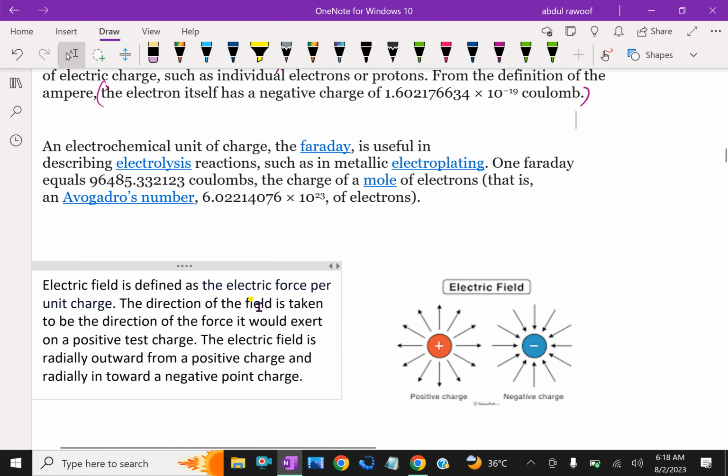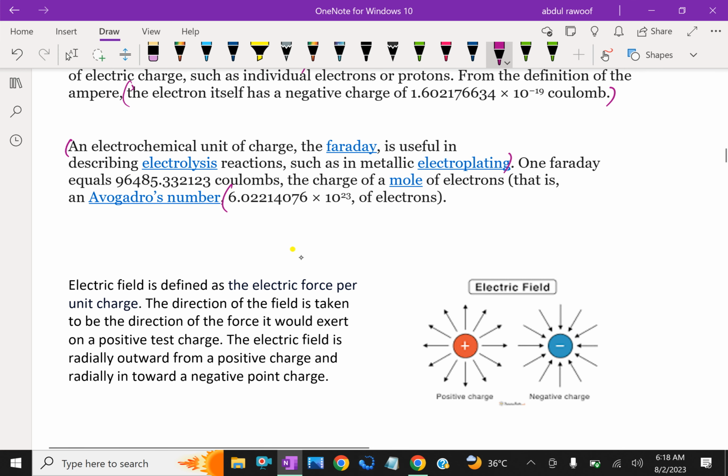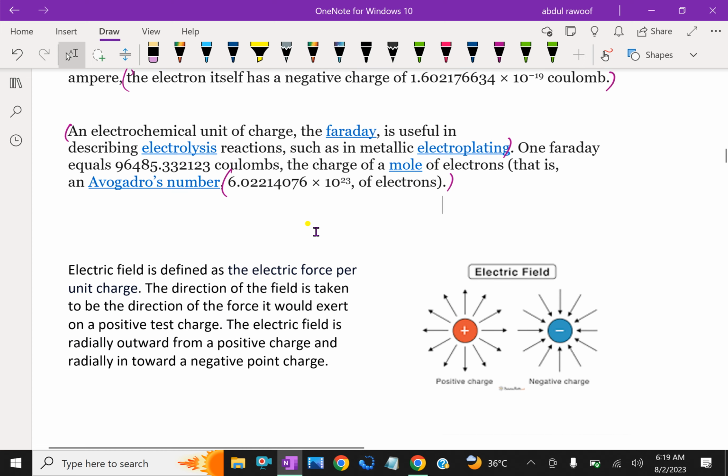An electrochemical unit of charge is the Faraday, which is useful in describing electrolysis reactions such as metallic electroplating. 1 Faraday equals 96485.332123 coulombs. That is the charge of a mole of electrons, an Avogadro number, which is equal to 6.02214076 times 10 raised to 23 electrons.